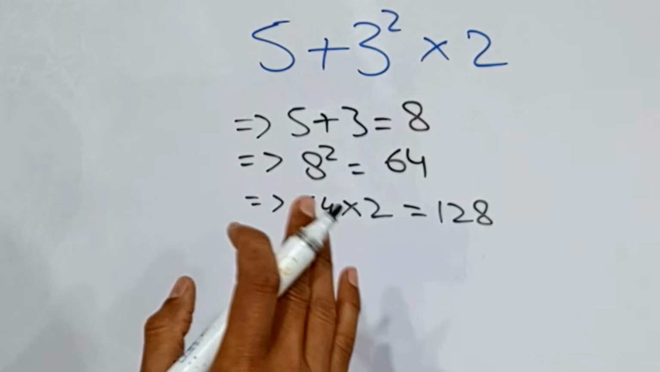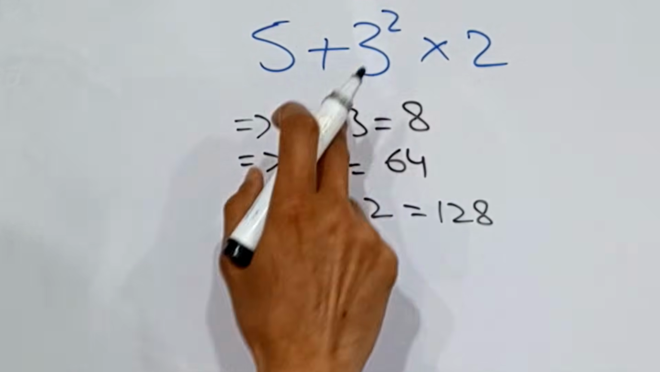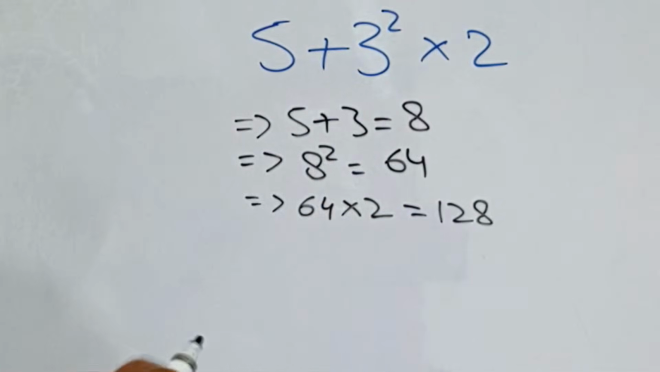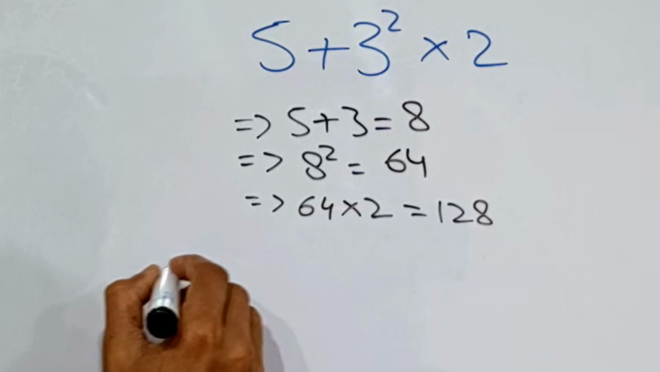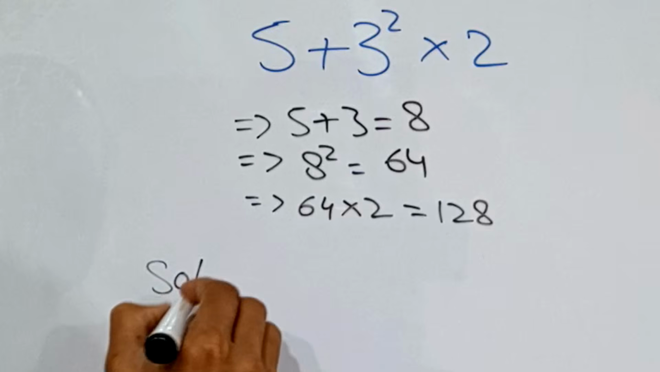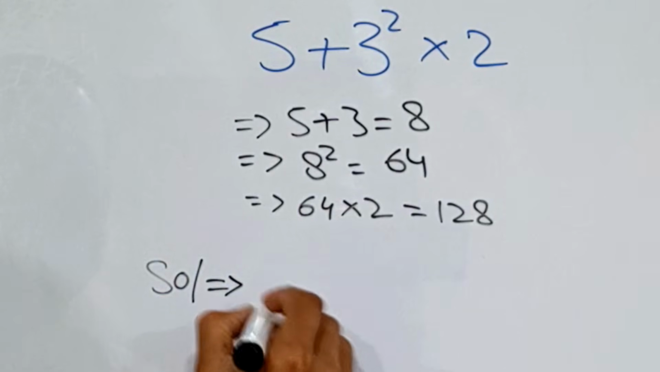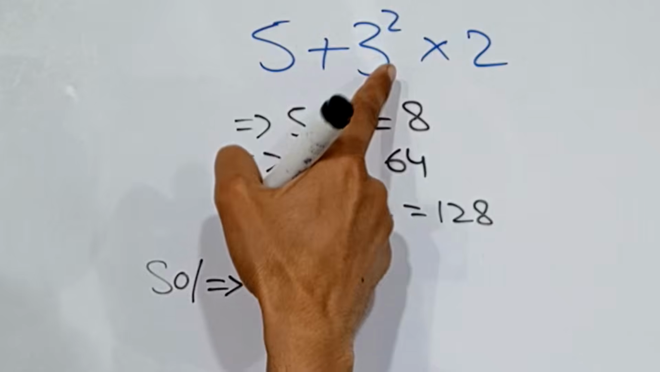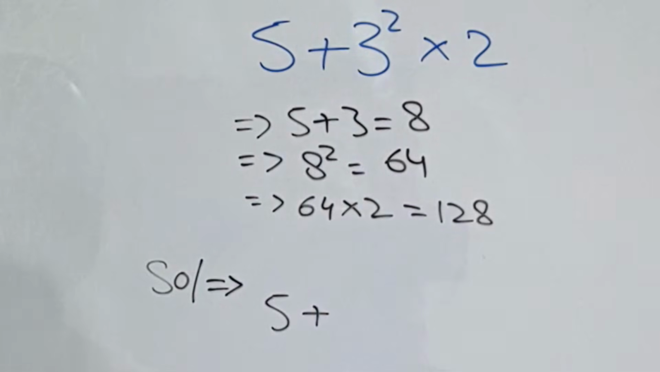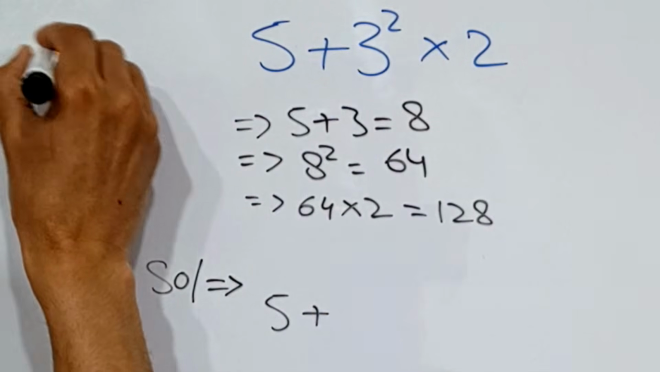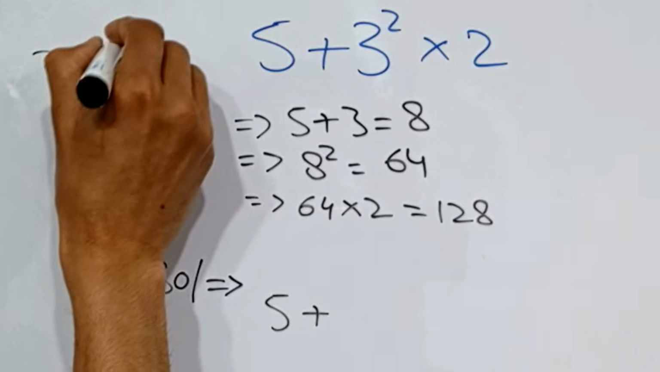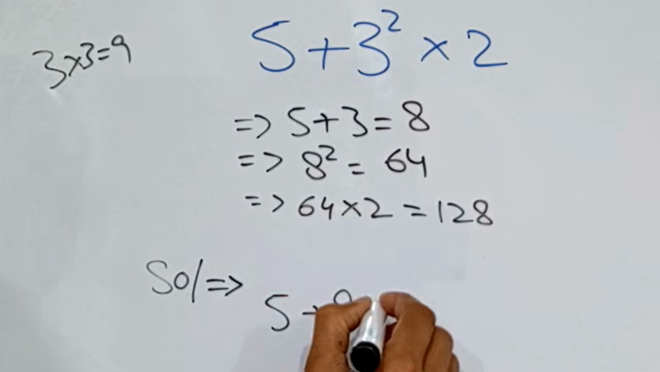Now let's solve it correctly. Step 1, exponent first, right? So solve again. Exponent first. 5 plus 3 squared equals 3 times 3 equals 9, right?